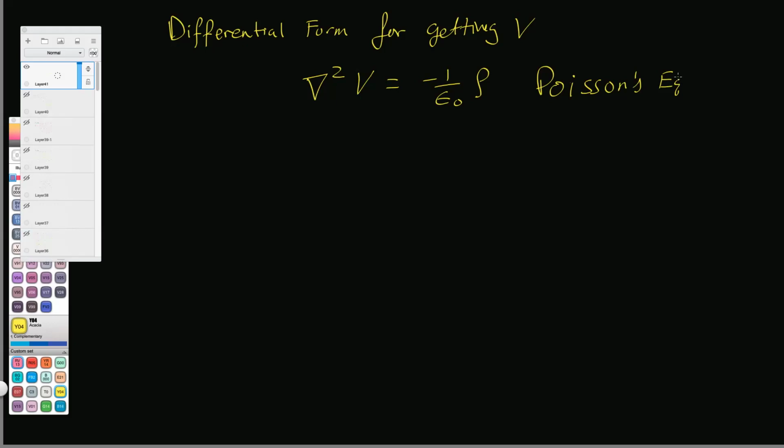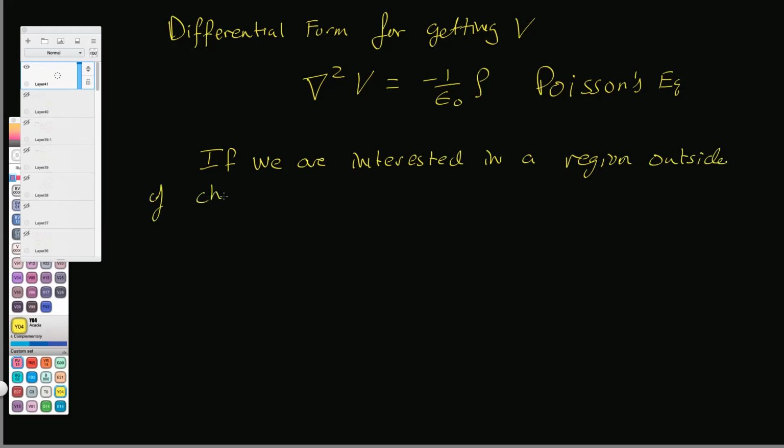Now, often we're interested in finding V in a region in which rho is 0. Of course, rho is not 0 everywhere, because there would be no potential if there was no charge anywhere in the universe. But you might be interested in a region outside of the charge distribution. In that case, we can solve a slightly easier differential equation: del squared V is equal to 0. This is Laplace's equation.